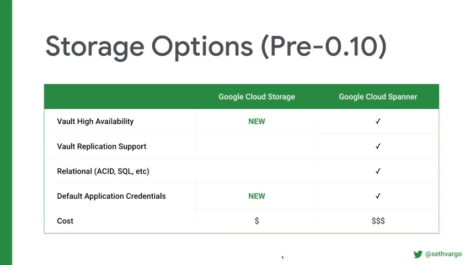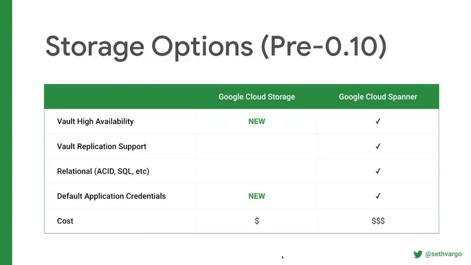We know that there were a lot of users who are leveraging the Google Cloud Storage backend, and one of the biggest complaints was lack of high availability support for Google Cloud Storage. We had it with Spanner. Why didn't we have it with Google Cloud Storage? So I'm excited to announce that in Vault 0.10 and later, Google Cloud Storage does support high availability mode, and I will demo that in a little bit. So if you are leveraging Google Cloud Storage, you can run Vault in high availability mode, 3, 5, 7 servers. It'll automatically handle leader election, failover, etc.